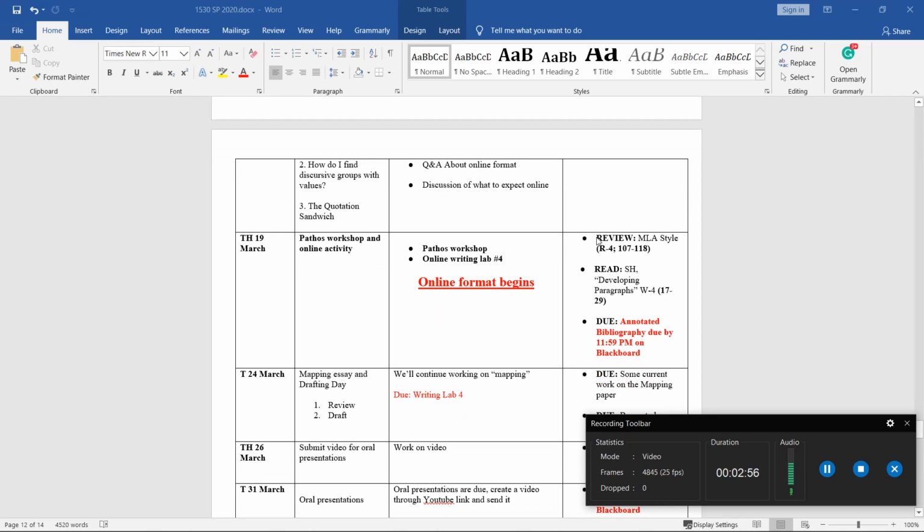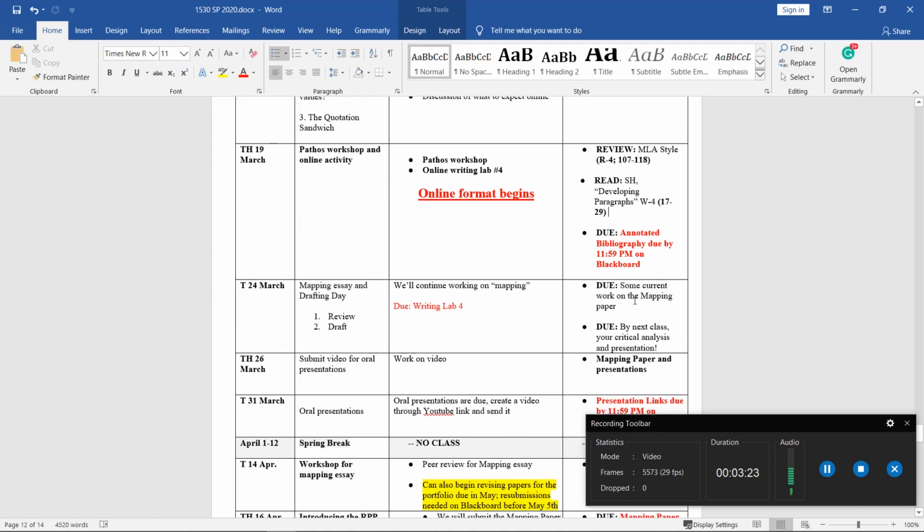And like I said, please make sure to hand in the annotated bib by midnight on Blackboard, and be sure to write down these chapters that you should be reading independently. So be sure to review the chapter on MLA style and developing paragraphs, and be working on those things. Other things that you might want to start working on in case you're done with the annotated bibliography is the mapping essay.